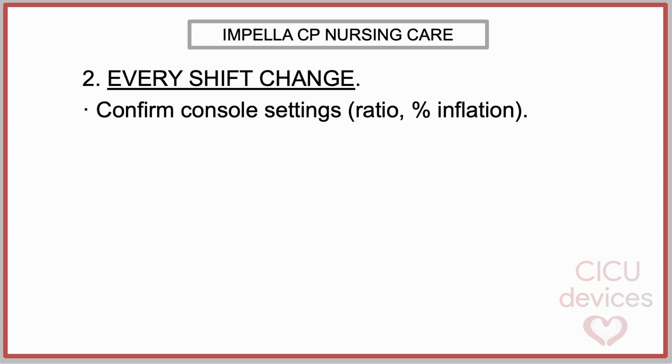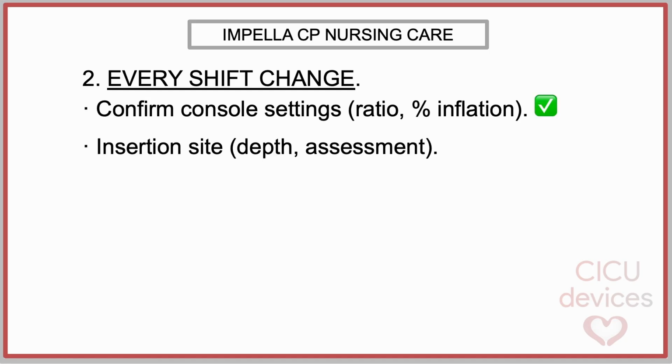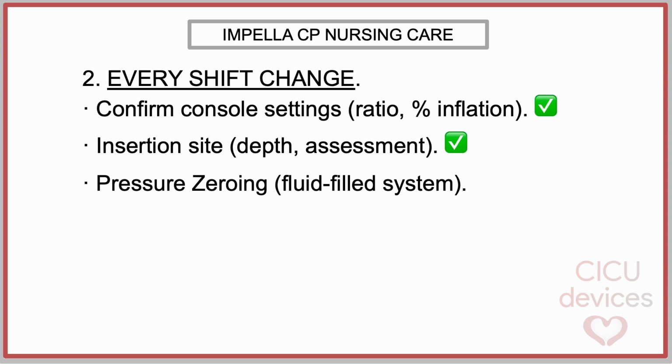First, confirm on the console that the prescribed parameters are set correctly, including the counterpulsation ratio and balloon inflation percentage. Verify that the external catheter marking at the skin level remains unchanged compared with the previously documented insertion depth. Visually evaluate the insertion site for complications and document any abnormal findings, and confirm that the dressing remains secure, dry, and intact. If a fluid-filled pressure monitoring system is being used, it is recommended to perform transducer zeroing or calibration at the beginning of each shift.